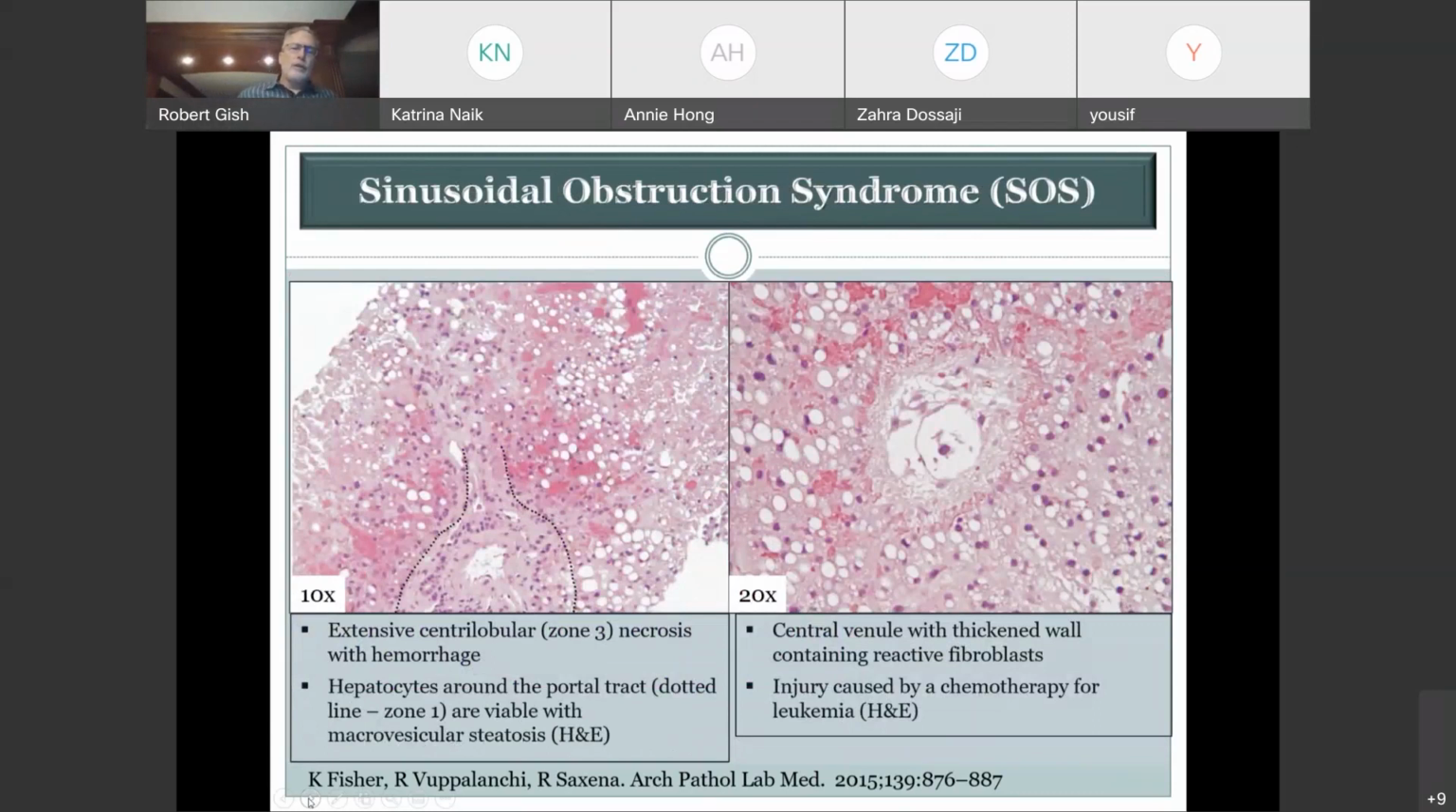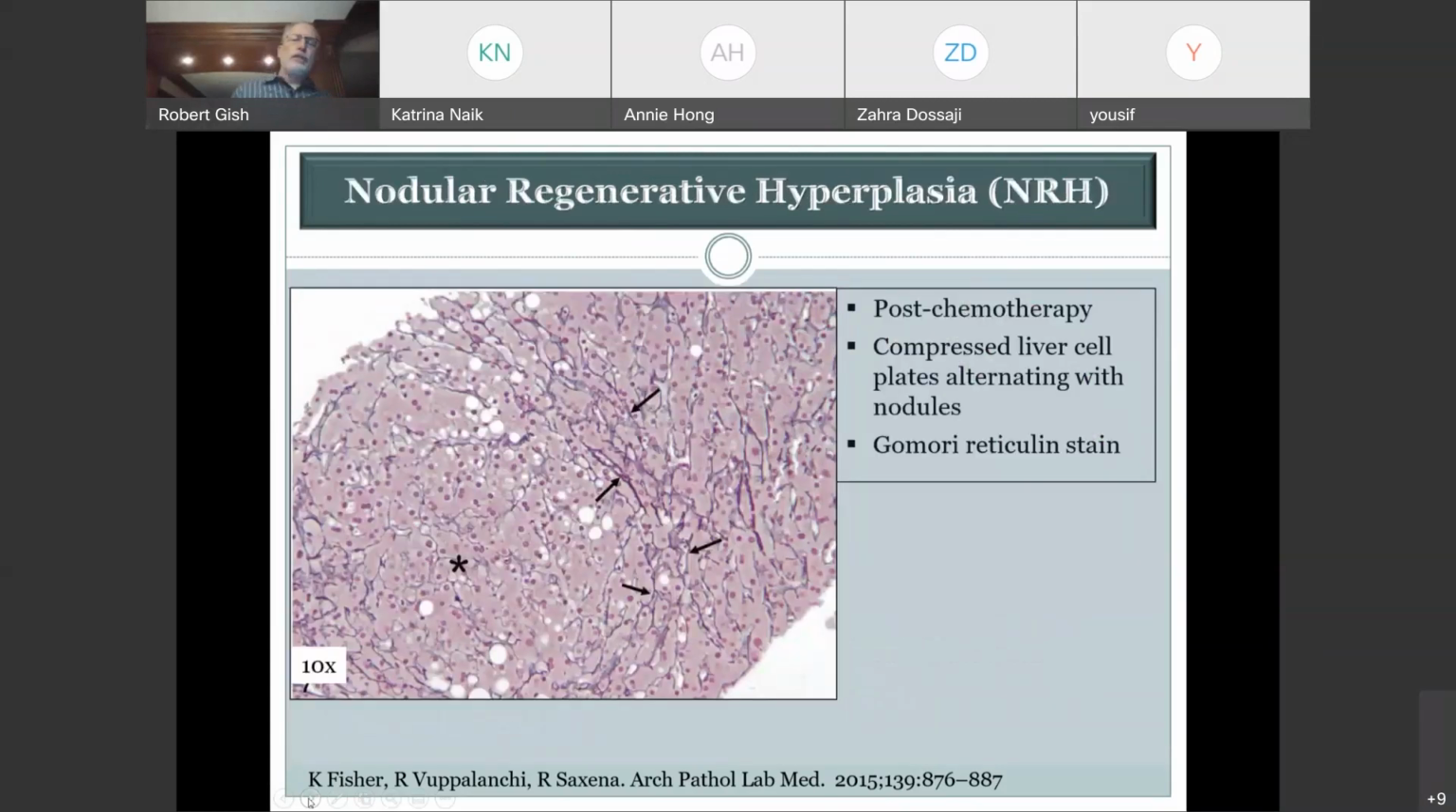SOS, this is a centrilobular necrosis zone. Hepatocytes are there. The central venule has this very thickened wall you can see on the right at higher power. A lot of reactive fibroblasts are here. There are a number of chemotherapeutic agents, especially for leukemia, that are in this family. NRH, you need a really big biopsy and you need a reticulin stain. There are these expanded and compressed liver cell plates. And I mentioned that this has been seen with Imuran, it's been seen with mycophenolate. Those are a couple of the drugs I think about with NRH.